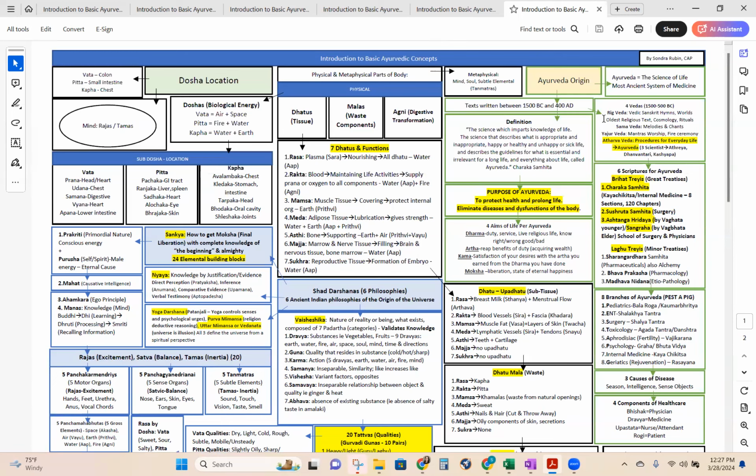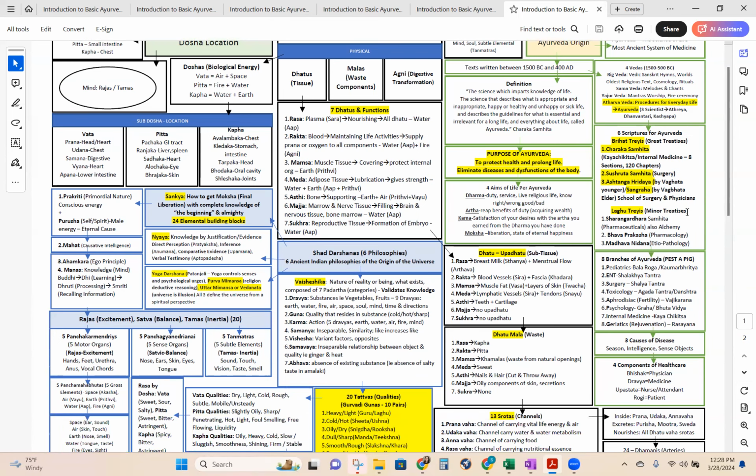Samaveda is where melodies and chants started. Yajurveda is where we had mantras and fire ceremonies. Atharva Veda was where Ayurveda came from, and its procedures of everyday life. The 6 scriptures for Ayurveda, we have the Brihat Tri. Those are the great treatises, and the first one is Charaka Samhita, which covers Kaya Chikitsa, or internal medicine. Sushruta Samhita covers surgery. Ashtanga Hridaya and Ashtanga Sangraha by Vagbhata the elder and the younger cover a school of surgery and physicians.